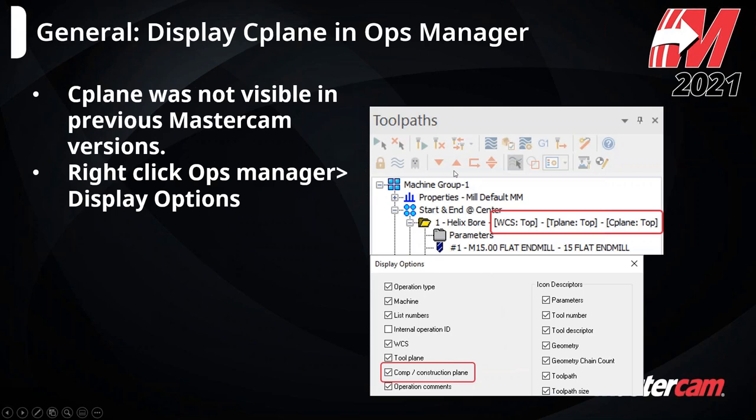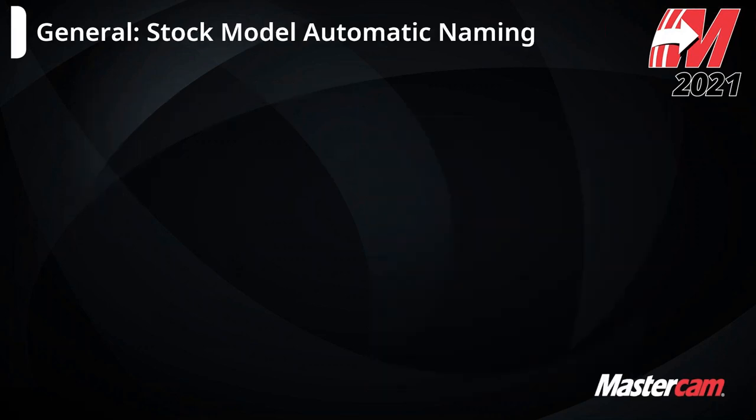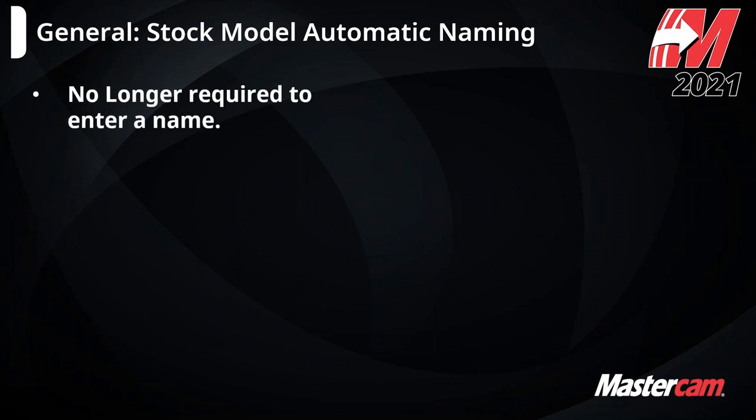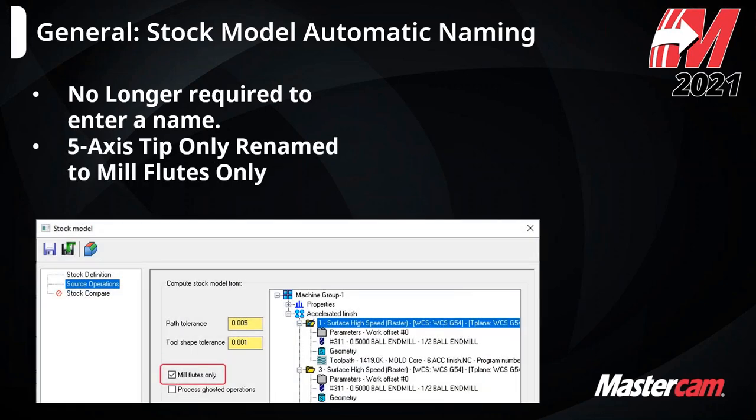A lot of people put that toolpath manager on another screen and list as much information as they can. Next is another small change, but for anyone that's used stock models, when I would do it before, I would go through creating the stock model and hit the green check and it would say, you need to create a name. And you no longer need to enter a name.